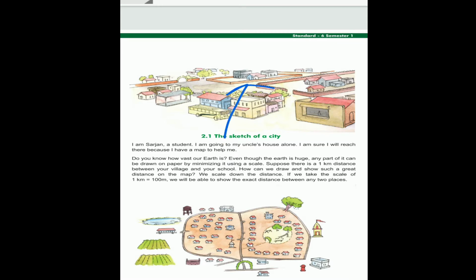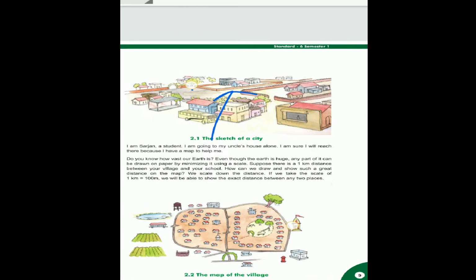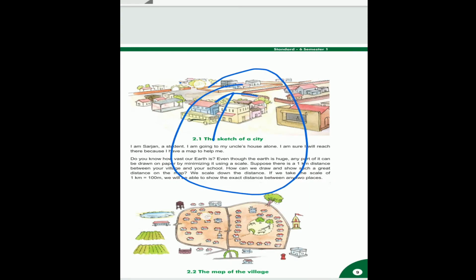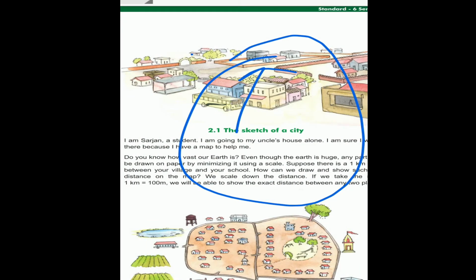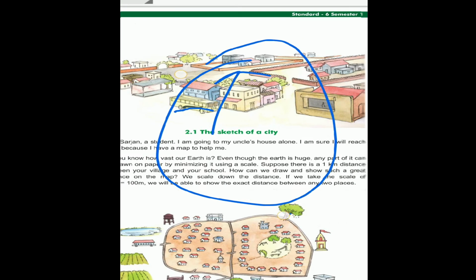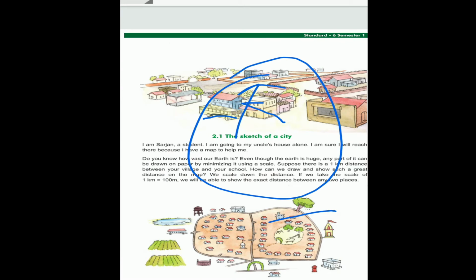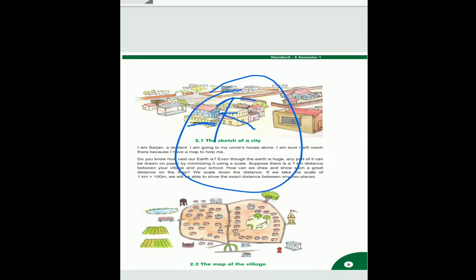Okay children, we move ahead. Do you know how vast our earth is? Earth is very vast. Even though the earth is huge, any part of it can be drawn on paper by minimizing it using a scale. Suppose there is a 1 kilometer distance between your village and your school. How can we draw and show such a great distance on the map? With the help of a scale.